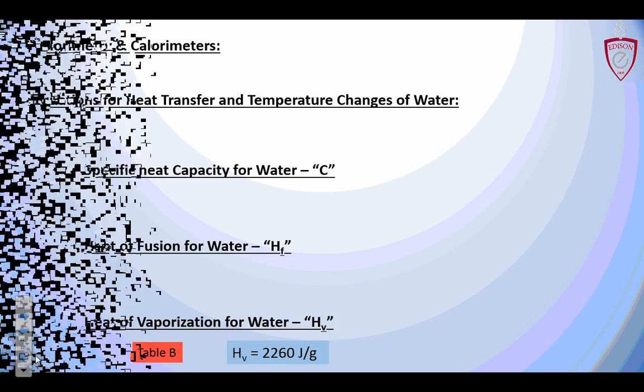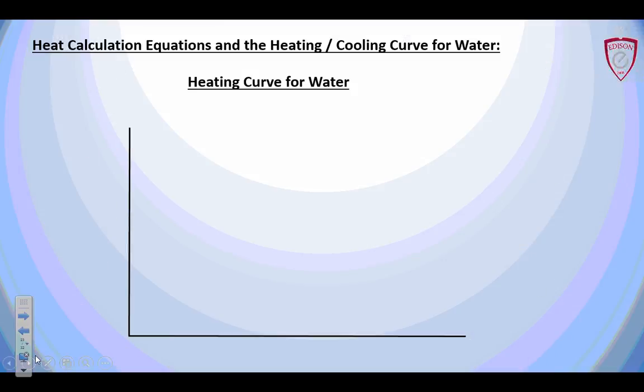Let's see how we work and use these all together. So first we're going to do the heating and cooling curve. First, a heating curve is going to look like this. And you got to know when to use which. Where am I on the heating curve when I need to use this? Let's label this guy up.